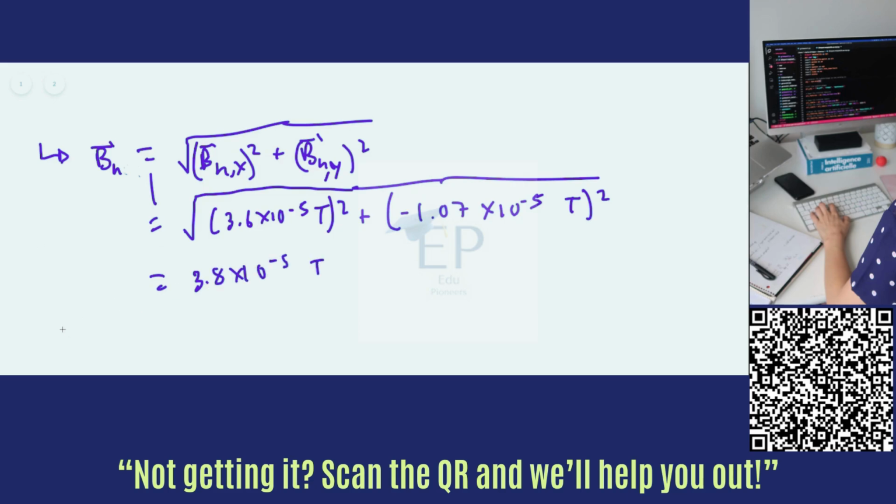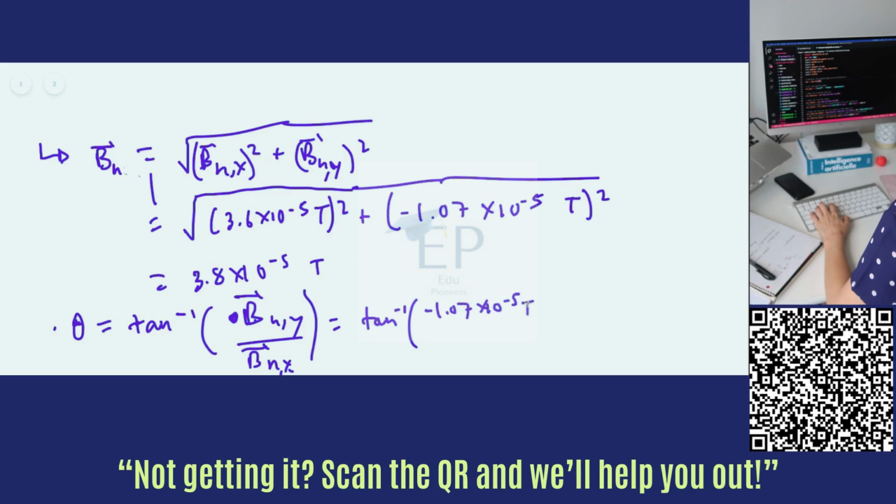And then to find theta, the direction, the angle below the horizontal, that'll just be arctan of B sub ny over B sub nx, the vertical component over the horizontal component. So this will be arctan of negative 1.07 times 10 to the negative 5 Tesla over 3.6 times 10 to the negative 5 Tesla. So this gives you an angle of 17 degrees below the horizontal.